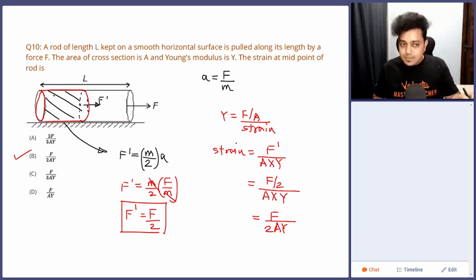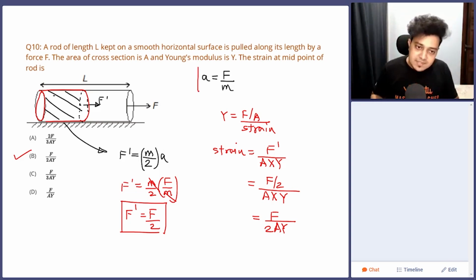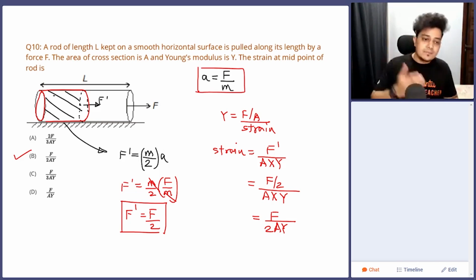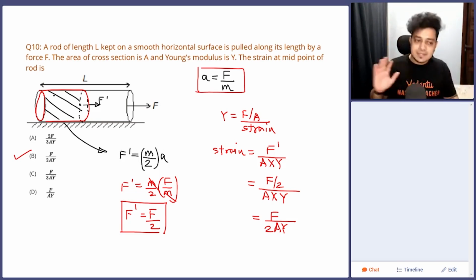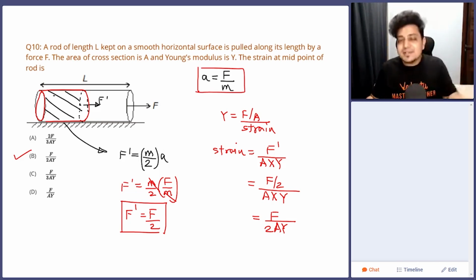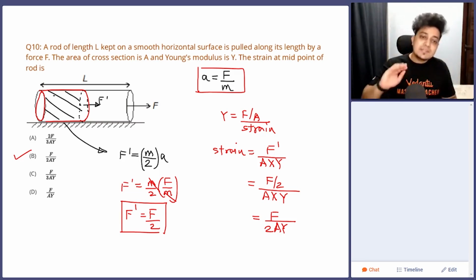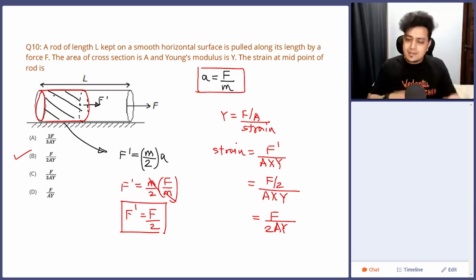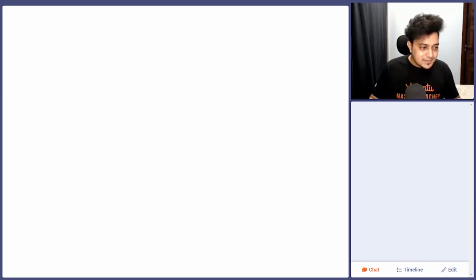So F dash is the only horizontal force, mass is m by 2, into acceleration a. The entire rod is moving as one single body, so the acceleration will be the same as the entire body, F by m. The m's cancel, F by 2. This is not the final answer, this is the force or tension at that point, and that force divided by area will give you stress, and stress upon strain is Young's modulus. Then rearrange for strain. Answer is ready. Okay, let's go. Next question.